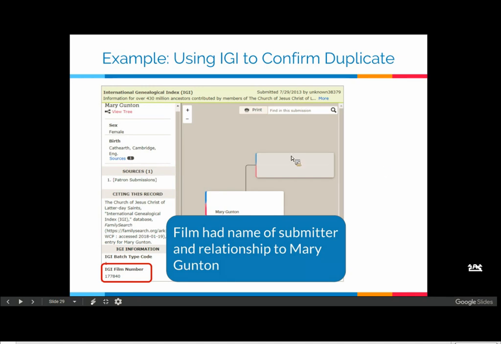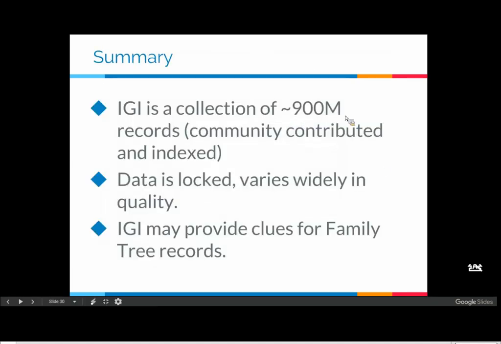So that brings us to the end of our webinar today. So just in summary, we mentioned that the IGI is a collection of about 900 million names according to the wiki, but we now have reason to believe that that's probably not accurate, and I will correct that in either a later presentation or on the YouTube page or both. Also, the data in the IGI is now locked. For many years, it was growing and entries were being added, but that is no longer the case. And the data also varies widely in quality. And the thing that I think most of us will find most helpful about the IGI is that it provides clues for family tree records.